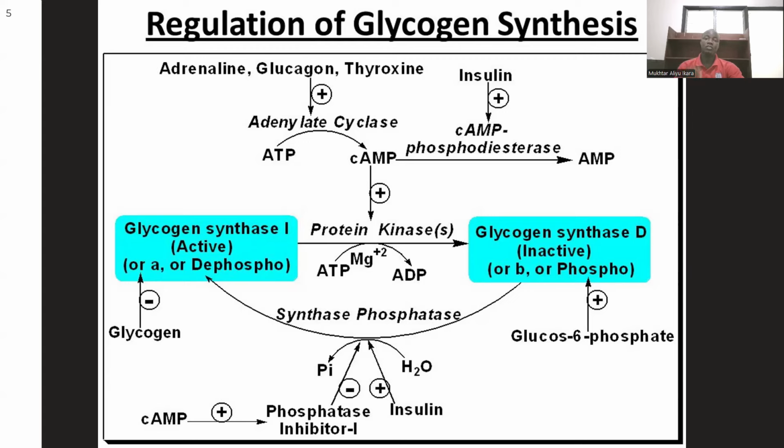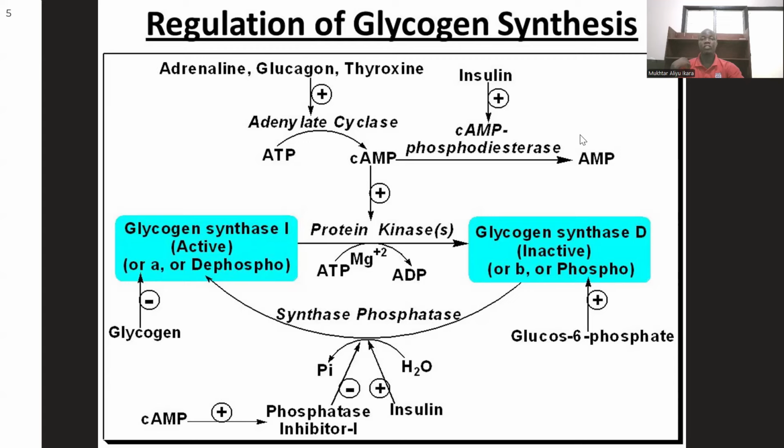Because at that point, you only need to activate glycogenolysis, because the blood glucose level is low. You need the glucose to be released so as to maintain the blood glucose level. And of course, in the case where the glucose level is high, then insulin will be activated, or the concentration of insulin will be high.